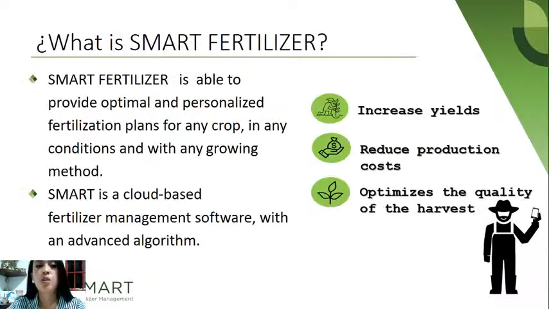So for those who don't know what Smart Fertilizer is, Smart Fertilizer is a software that is able to provide optimal and personalized fertilization plans for any crop in any conditions and with any growing method. Smart is a cloud-based fertilizer management software with advanced algorithms. The customers who are already working with our software are increasing the yields, reducing production costs, and optimizing the quality of the harvest. Those are the three main goals of Smart Fertilizer, and that is what our customers are getting by using the software.